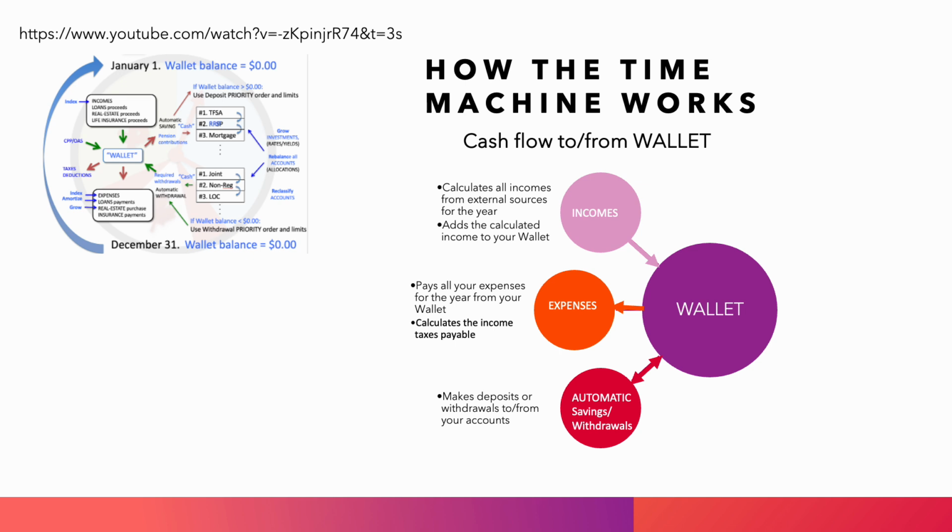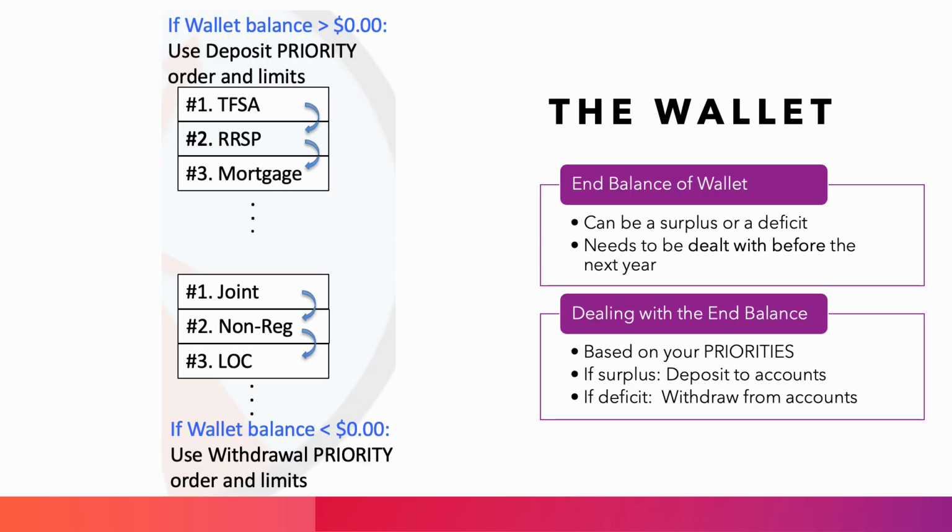part. The time machine calculates all your incomes from external sources for the year and puts that in your wallet. Then from your wallet, it pays all your expenses for the year, including taxes. It then considers the automatic savings and withdrawals you set to make any deposits or withdrawals to or from your accounts. The end balance of the wallet is a surplus or a deficit that needs to be dealt with before moving on to the following year.